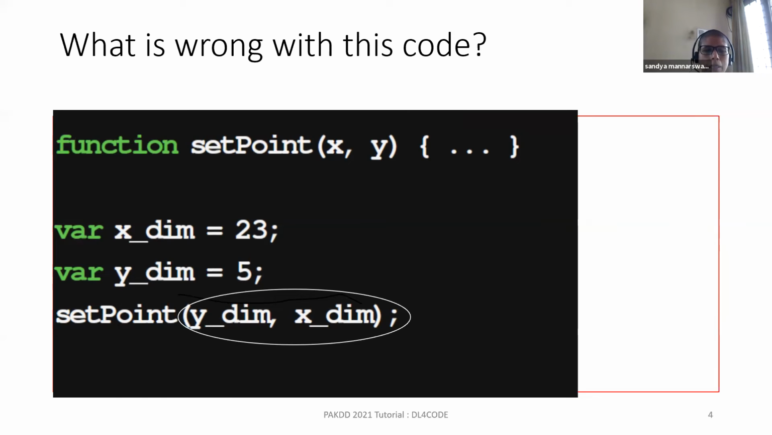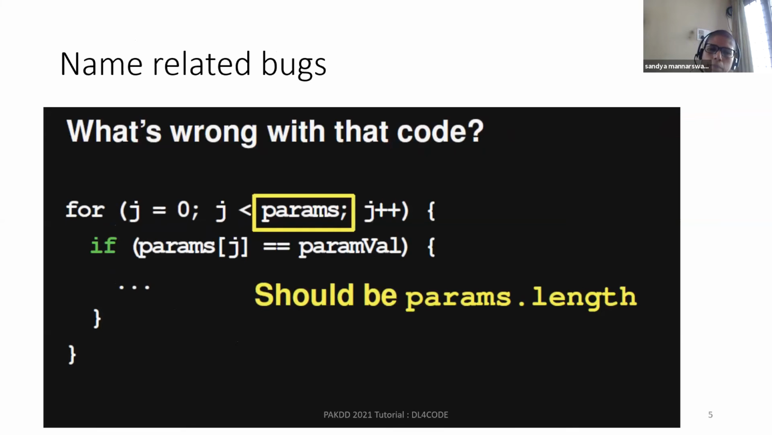The developer, instead of calling xdim comma ydim, has by mistake swapped the arguments. So this is a kind of naming bug where the identifiers for the arguments have been swapped by mistake. This is a simple error which typically creeps in either because the developer did not understand the order of the arguments, or it's just an oversight. So one more example of a name related bug, you can see the for loop that is being used here.